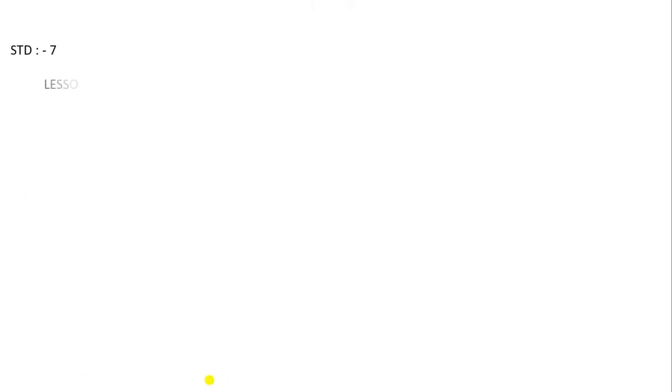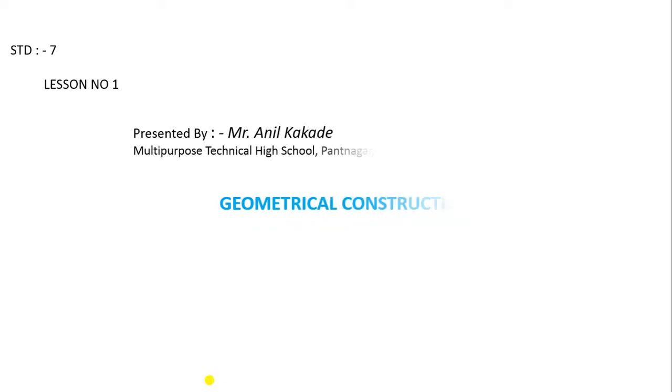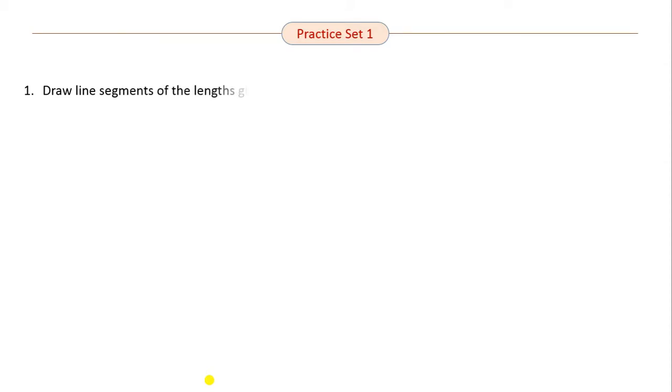Hi all, in this clip we are studying practice set number 1 of the first lesson, Geometrical Constructions. Practice set number 1, the first question is: draw line segments of the lengths given below and draw their perpendicular bisectors. The first one is 5.3 centimeters.